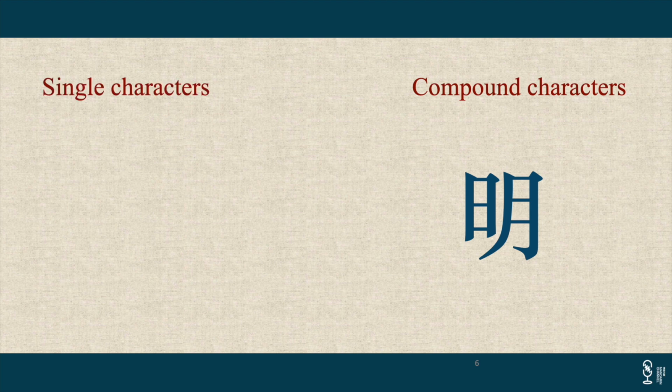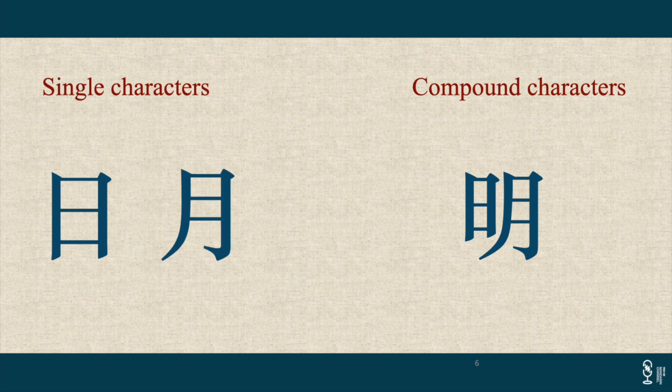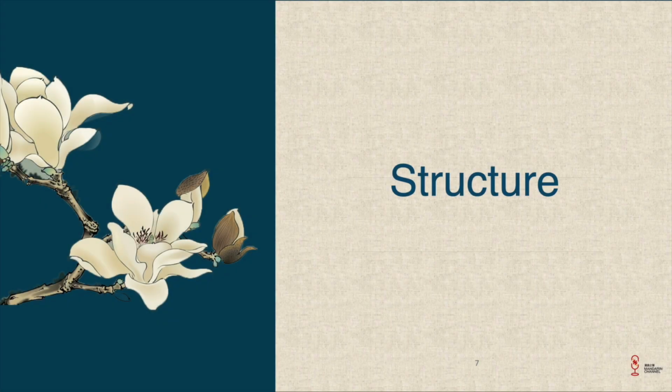Now we look at another one. Do you think this compound character looks familiar? Yes, because it's combined with 日 and 月, which we just mentioned. And the right character 明 means bright, since both the sun and the moon are bright. Easy to remember, right? How about we start writing something?